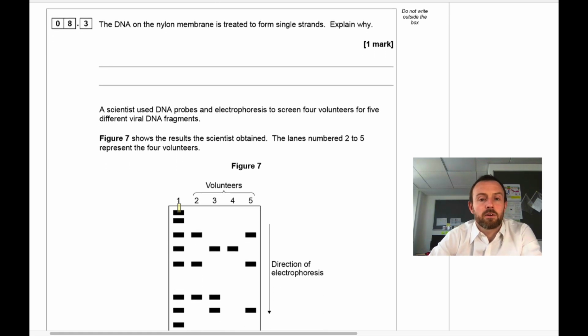The DNA on the nylon membrane is treated to form single strands. Well, this is so that you want to separate the double-stranded DNA to expose the bases on the inside, so that the probe can then come in and bind on top of that. Okay?